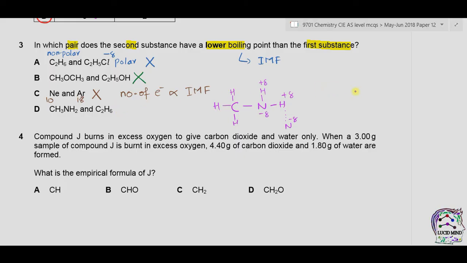In C2H6 we have ethane, which is non-polar in nature as the electronegativity difference between carbon and hydrogen is not much. So therefore no hydrogen bonding is present in ethane. So the boiling point of ethane will be lower than the boiling point of methylamine. So D could be the correct answer.